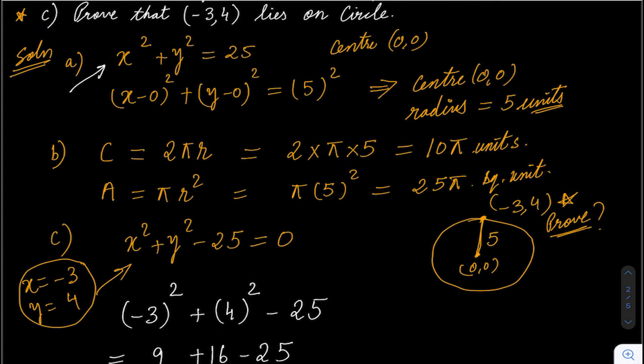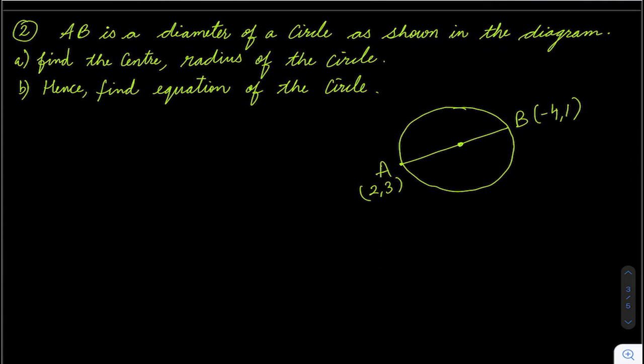Or what you could have done is, you can just substitute minus 3 comma 4 here and find its value, and if this comes out to be 25, then also we can prove that this point lies on circle. So there are 2-3 ways to do this. All are kind of similar ways. So you can choose whichever you like. But this is important: how to prove that a point lies on a circle. Substitute that point in the equation of the circle.